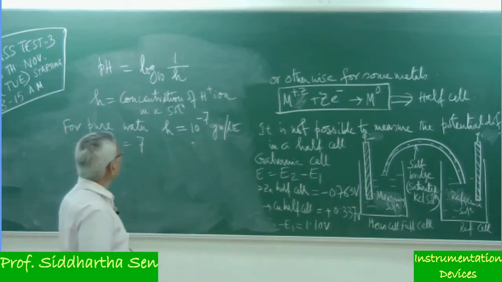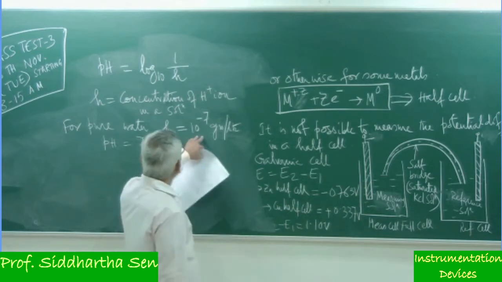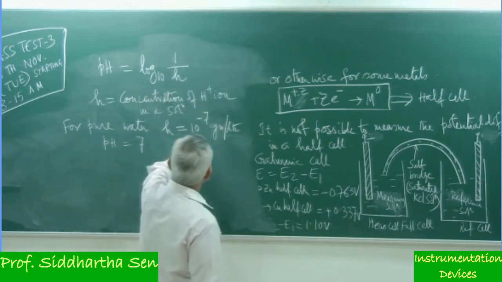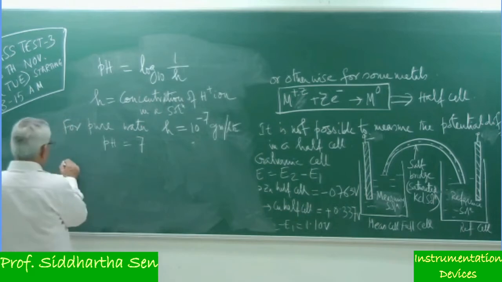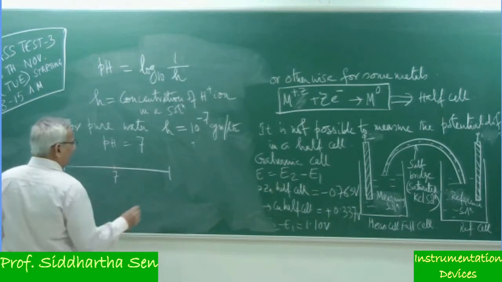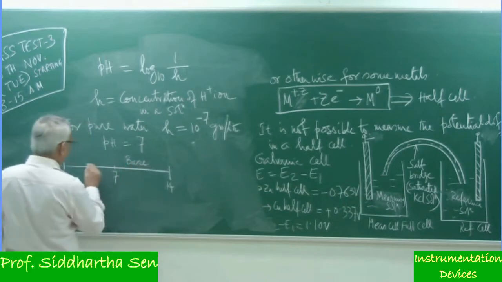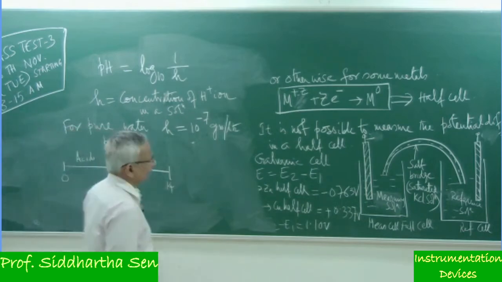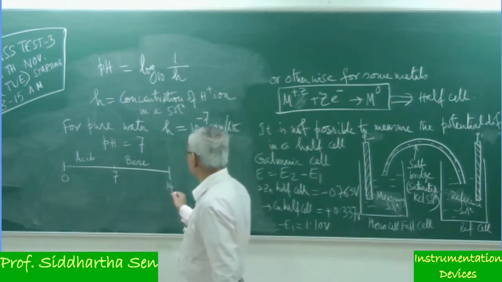And if it is acid, H would be more, so naturally pH value will be less because it is 1 by H. And for a base, H will be less, so naturally pH value would be more. So the pH scale is selected in this way, that the midpoint is 7, and this end is 14, and this is 0. Here it is base, and in between it is acid. So an acidic solution has pH value between 0 and 7, and base is between 7 and 14.